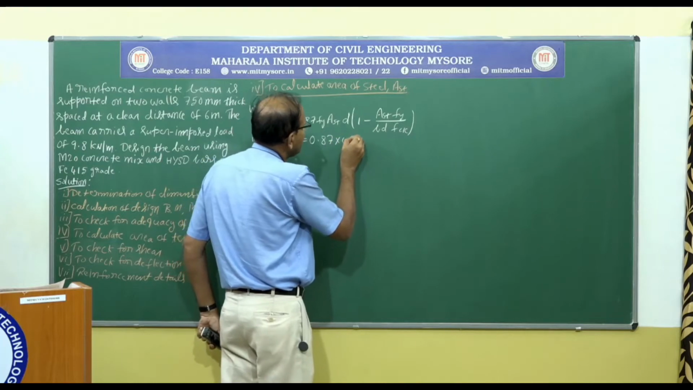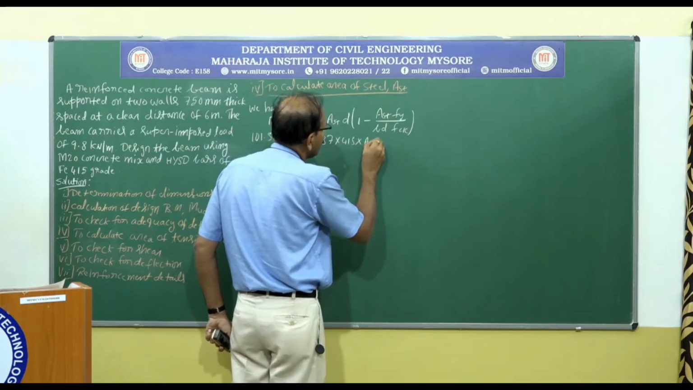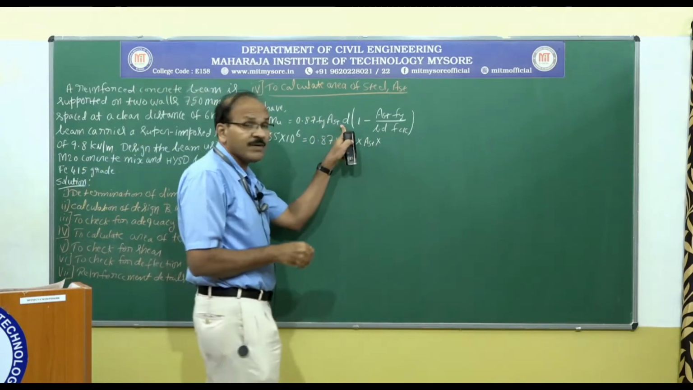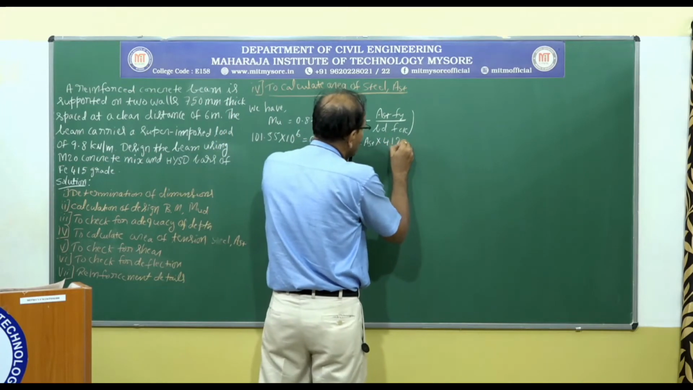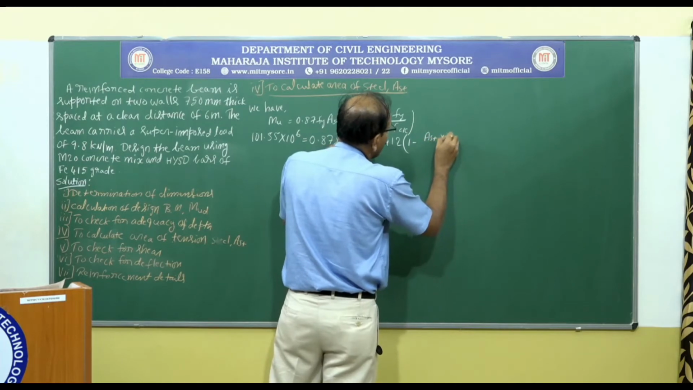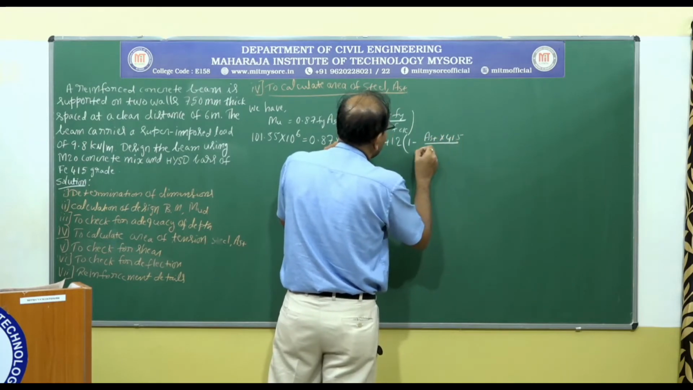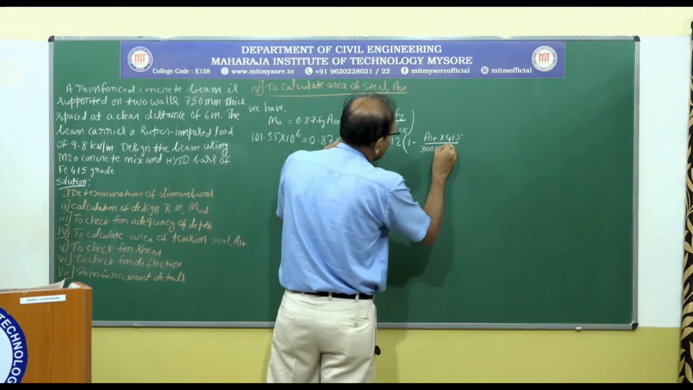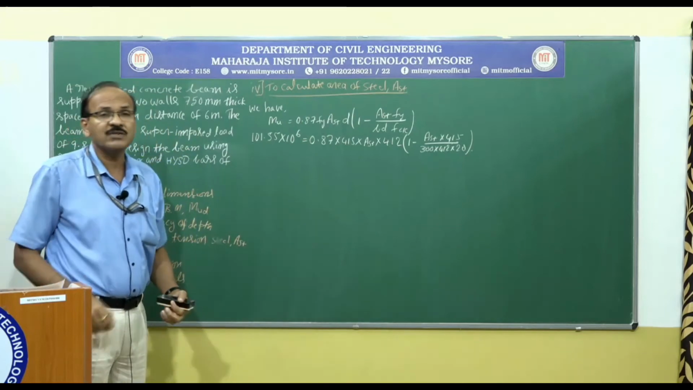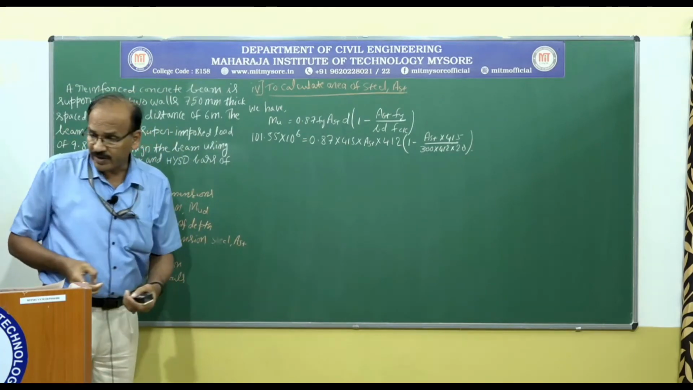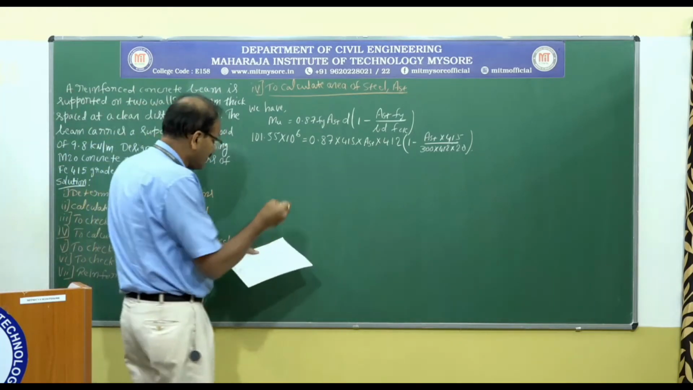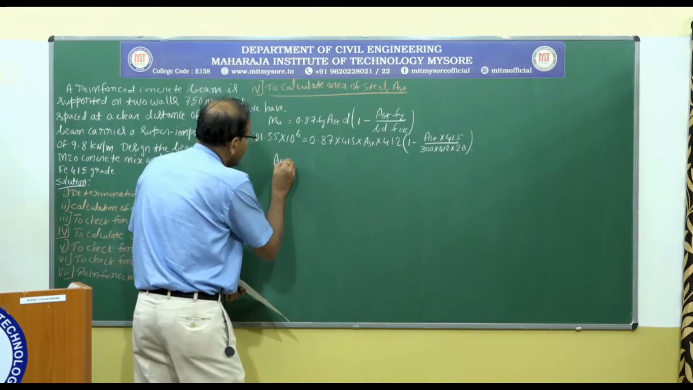Fy is 415 multiplied by Ast, which we don't know, that's what we are trying to find out. D is the effective depth provided, 412, 1 minus Ast into 415 divided by 300. 300 is the breadth, 412 is the depth, and for M20 concrete the Fck value is equal to 20 Newton per millimeter square. Okay. So on further simplification, we are going to get the equation like this.